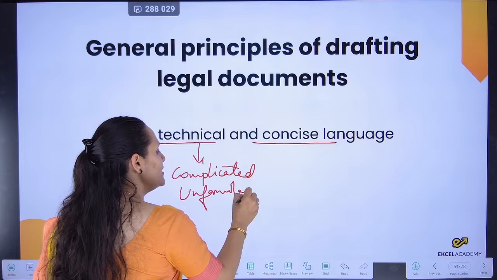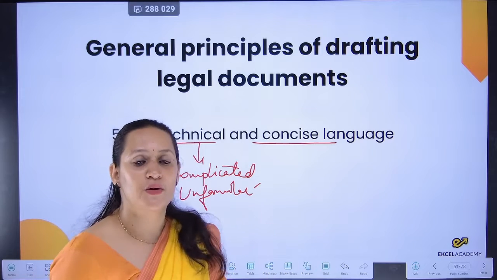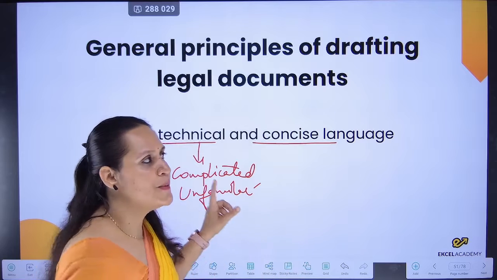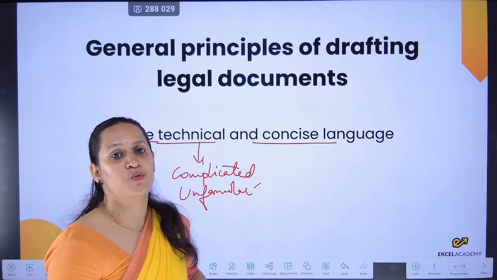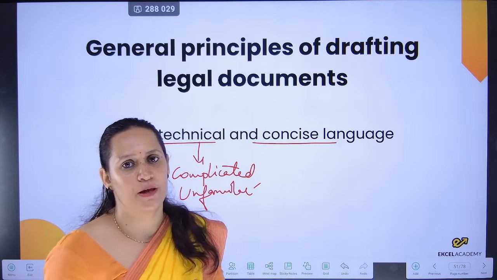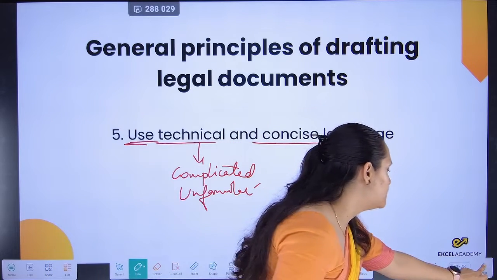You should use the words that are going to be understood by the people who are going to read the document, but it should be in concise form and technical language. It should not be something that is not understood by any person who is going to read it. It should be understandable by a layman also. That kind of language should be used in the documentation work.